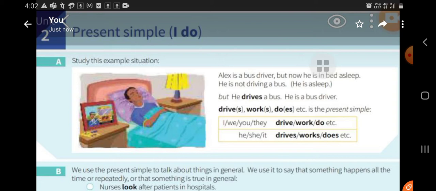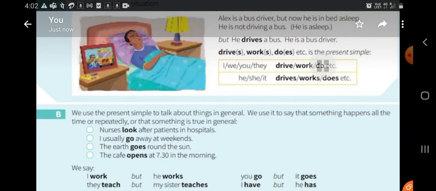So what is the difference between drive and drives? What is the difference between work and works? That is what this box shows. When the subject is I, we, you or they, use the verb without s: drive, work, do. When the subject is he, you use he drives, she drives, it drives. Okay, in this A, this is the rule you have to learn.